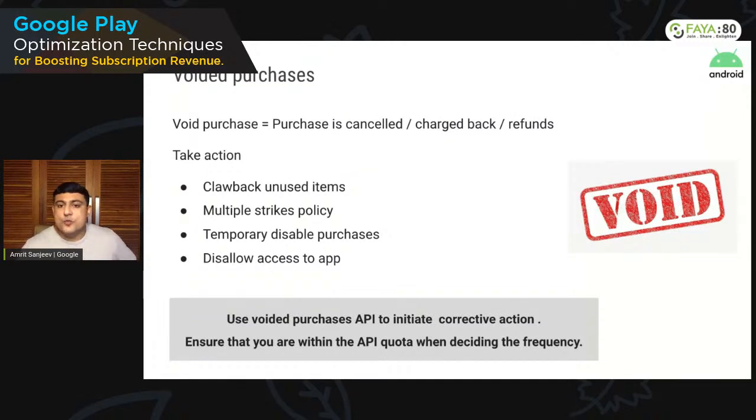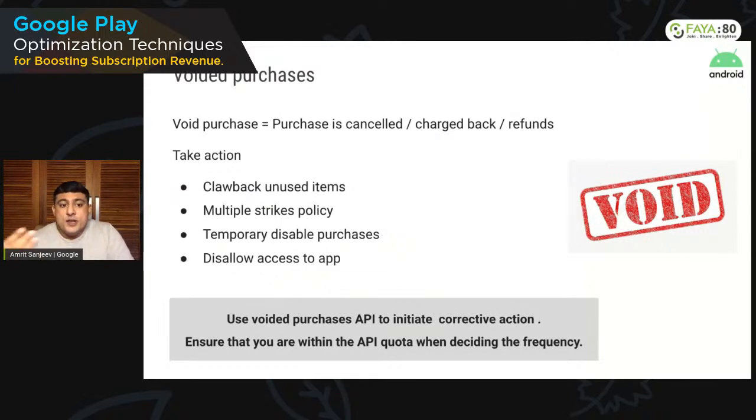What I mean is, say you've given a user 500 coins for the purchase of a particular item. The user has paid you one time, say 100 rupees, got 500 coins from you for your game, and then the user went and cancelled or asked for a refund. Now you refund the amount, and the token is invalid, but the entitlement that you gave, the 500 coins, is still there with the user. So you want to use the void purchase API to initiate a corrective action for that user. You can claw back unused items.